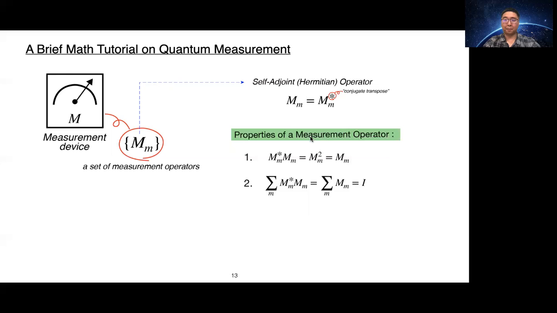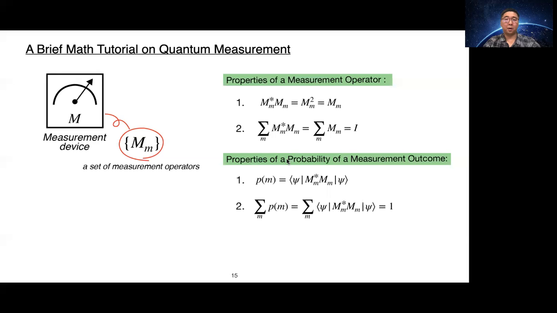Because the measurement operator is Hermitian, we have the following properties. First of all, the conjugate transpose of the operator times its original operator is equal to the original operator. Secondly, the sum of all measurement operators is an identity. So the set of measurement operators should satisfy this completeness relation.